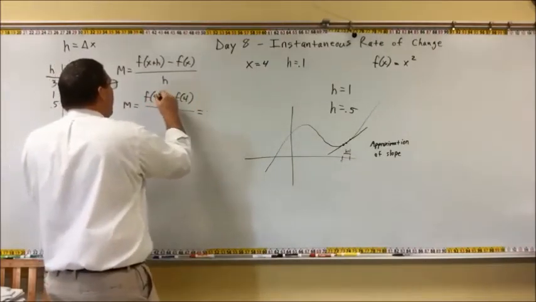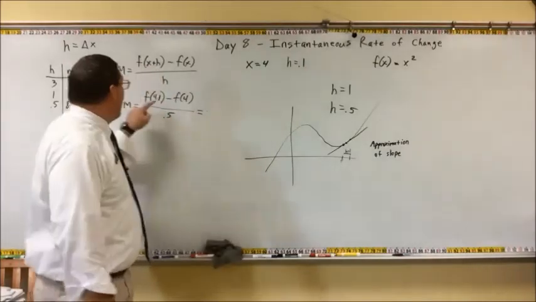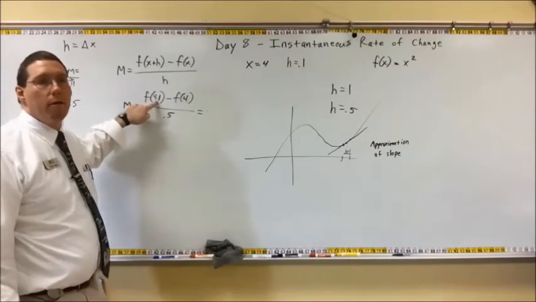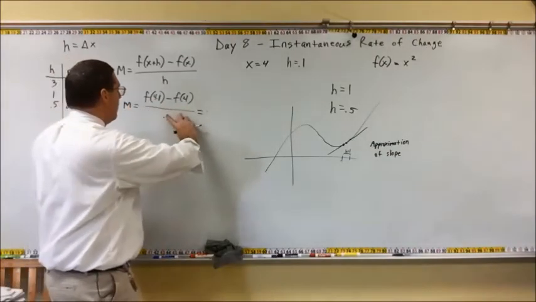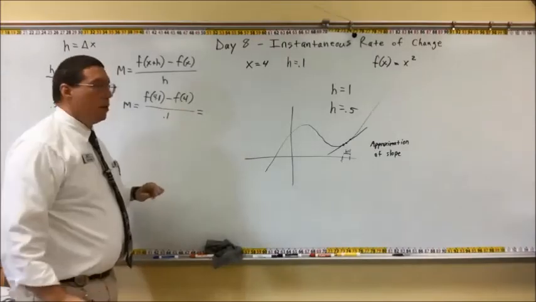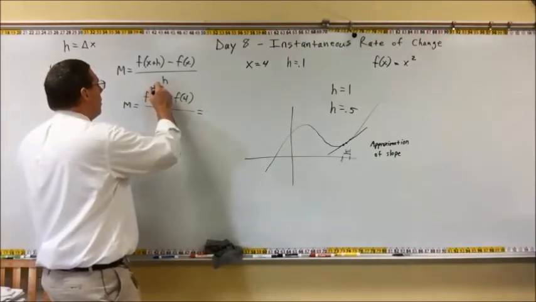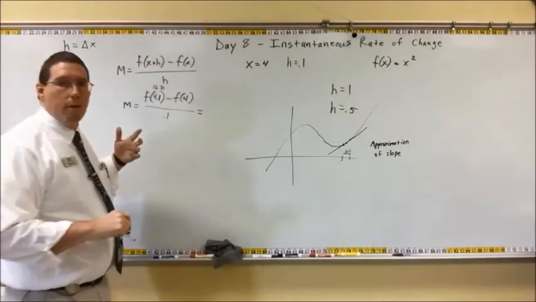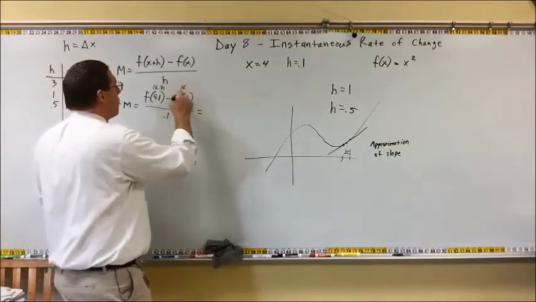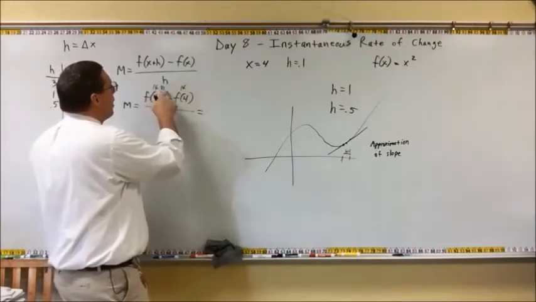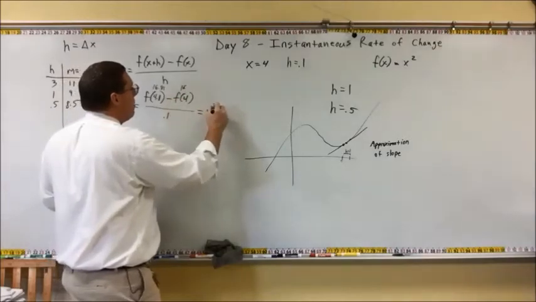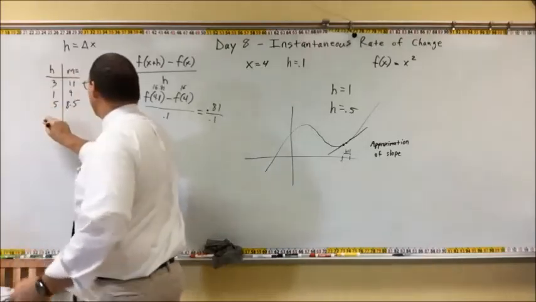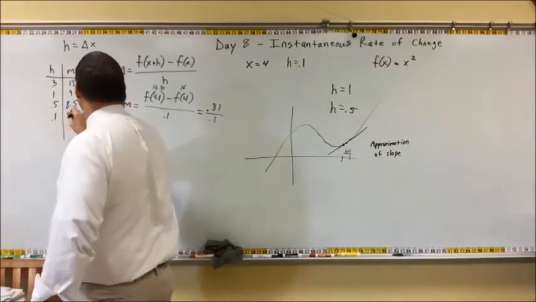So now our delta x is 0.1, and so now we have f of 4.1 minus f of 4. I need to know what 4.1 squared is. And then down here we're going to have 0.1. 16.81. Is everybody okay with that? Okay. All right. And then 16. So now what we're going to have is 16.81 minus 16 is 0.81 divided by 0.1. 8.1. So now when our delta x is 0.1, our slope is 8.1.